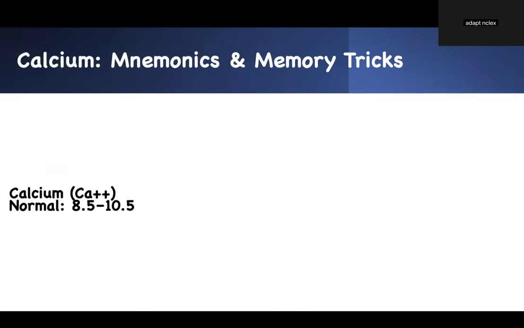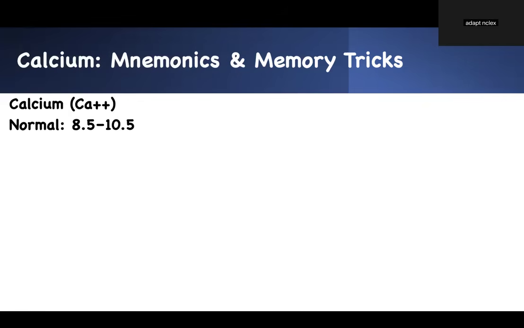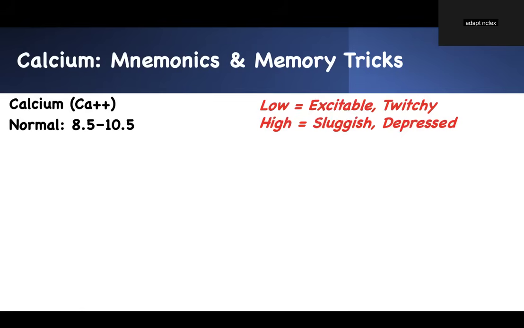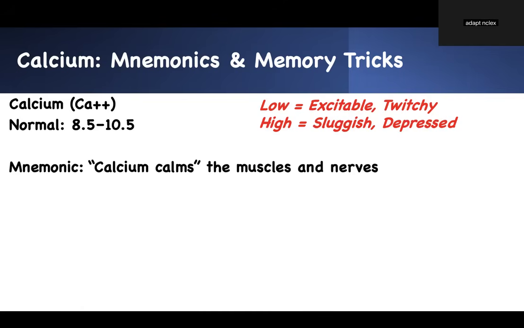The next electrolyte to know about is calcium. The calcium level is 8.5 to 10.5. That's the normal. You find it in bone, the kidney is responsible for absorption, and the GI tract. The best way to memorize calcium, the mnemonic, is what? When the calcium is low, you are going to be jumpy, excitable, and twitchy. When calcium is high, you slow down. It's the opposite of potassium: sluggish and depressed. Therefore, the mnemonic: calcium calms you down. If your calcium is high, it's going to calm you down. Your muscle and your nerve will calm down.